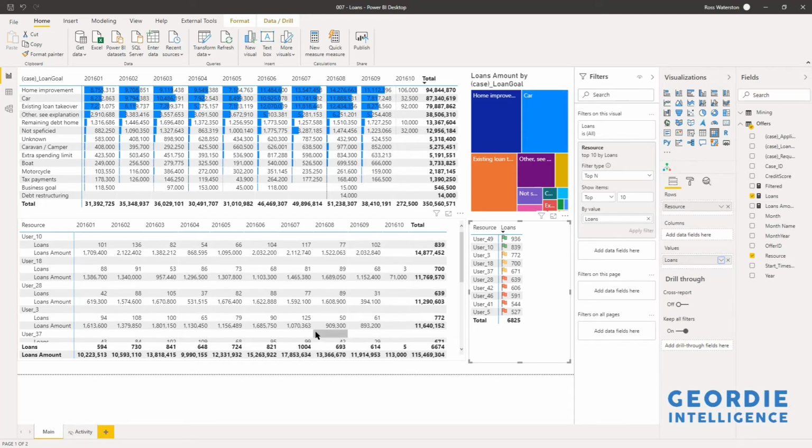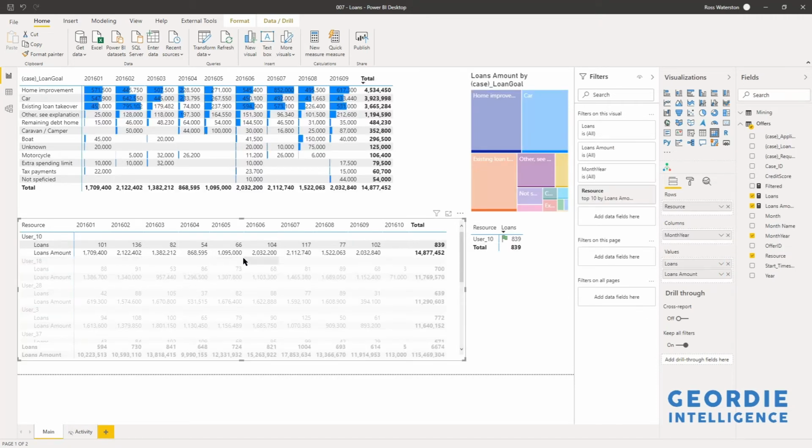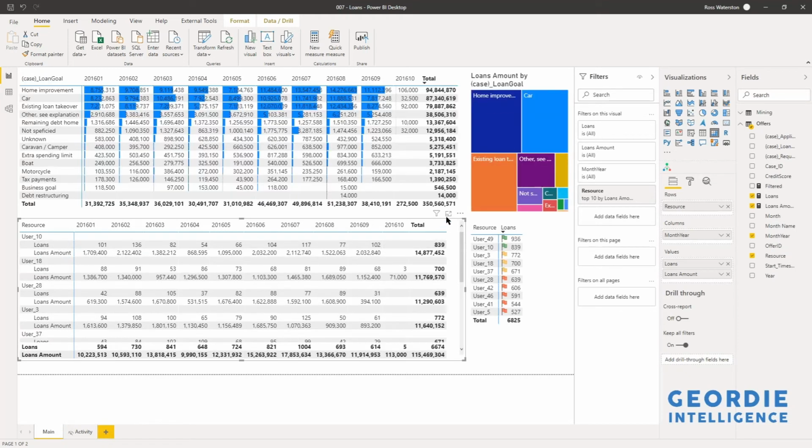In here, the key thing is the way I've built this is around wanting to know what my loan agents are doing and approving, and what they're for. So I could quite easily be saying, right, user 10, what's going on right now at the top here? And that helps. I can start to build up that methodology.